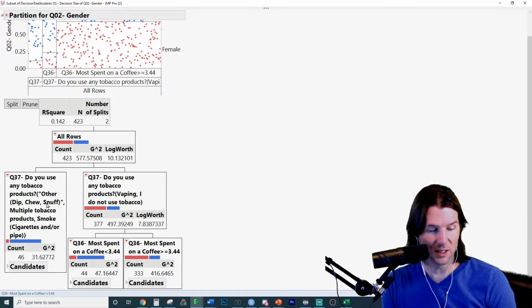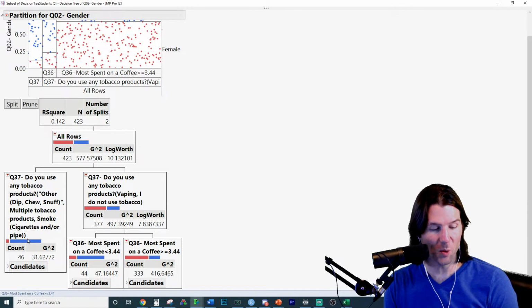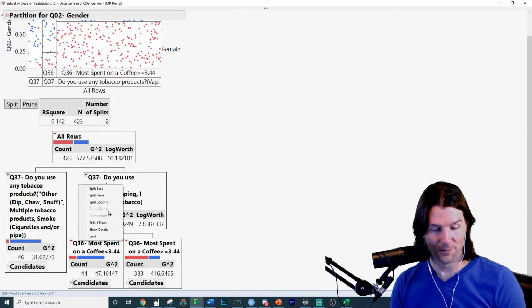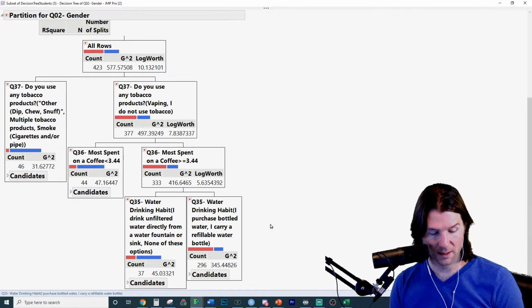These are the people who are using dip, chew, snuff, tobacco, multiple tobaccos, smoking cigarettes, and or pipes. And there's a lot more males over here. These people over here are the ones who vape or don't use tobacco. And then this group right here spends less on coffee. This one spends more on coffee. And boosted trees, oh yeah. Let's see if we get another good split.